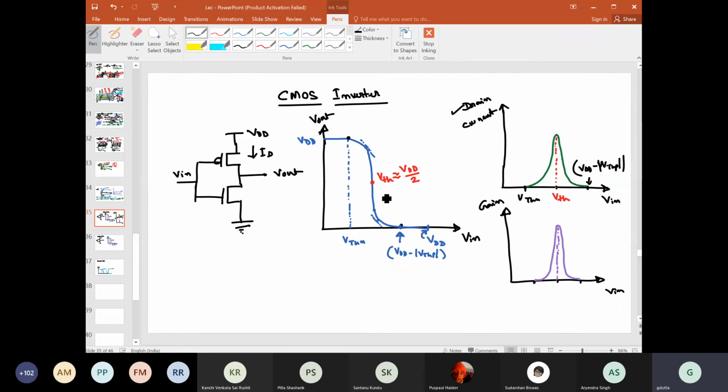So if it is asked how to draw the drain current profile on the same plot as the same VTC, then you should also be able to do the plot, right?